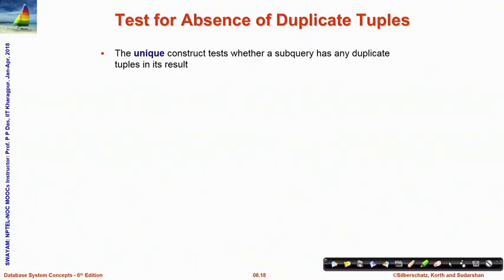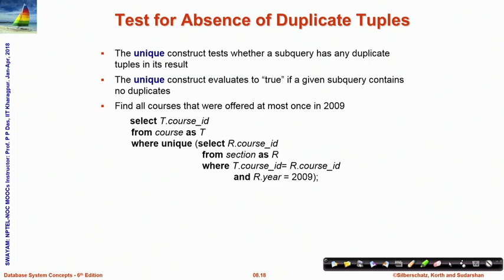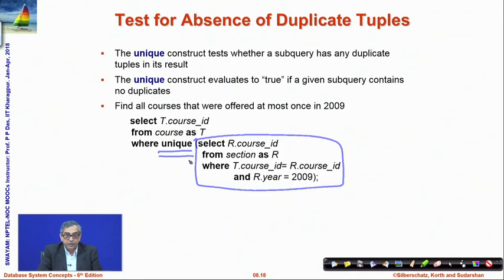We can check for uniqueness, that is, test for absence of duplicate tuples by using the unique keyword. You can see here that here is a nested query, and we are using unique to find out all courses that were offered at most once in 2009. So, if a course was offered more than once, then naturally multiple records will feature, and the unique will fail. Unique will be true only if there is only one entry, which shows that it is offered at most once in that semester.